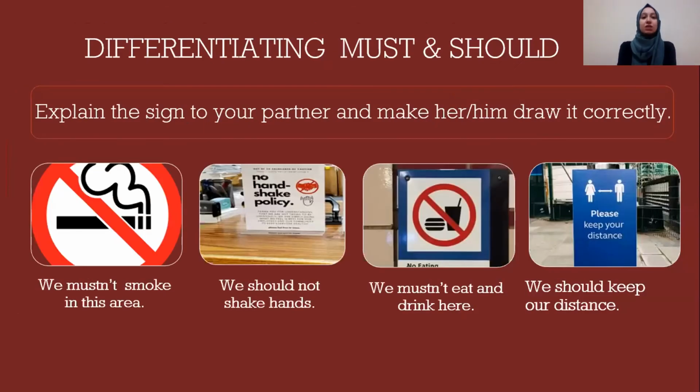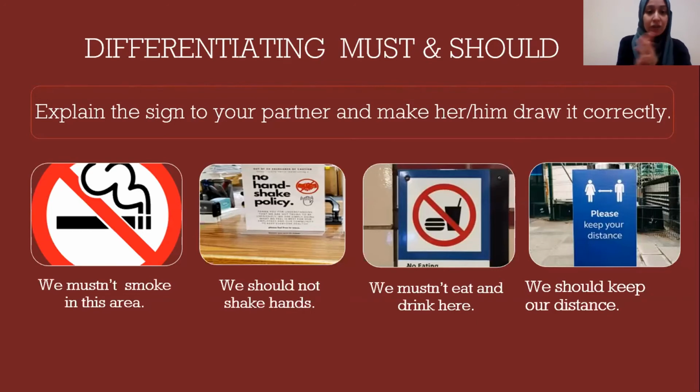My second activity is about differentiating must and should. These will be the instructions of this activity: explain the sign to your partner and make her or him draw it correctly. If you do this activity by putting your students in pairs, it will be much better to manage the classroom.